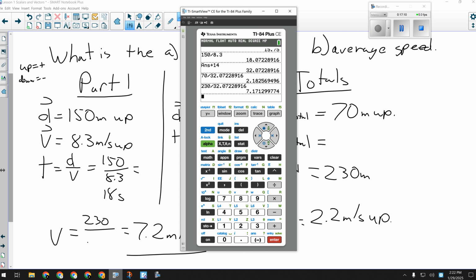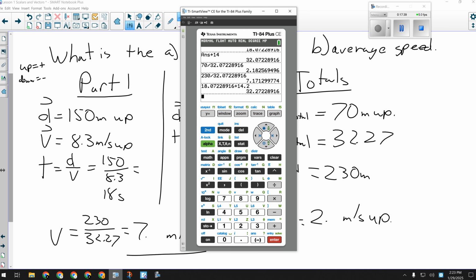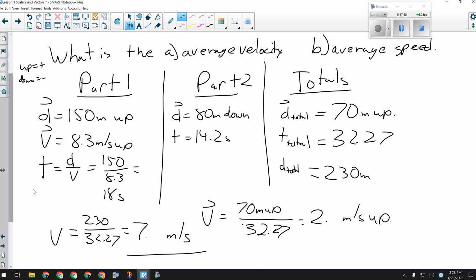Good catch. Okay, so 18.07, this number here, plus 14.2. Okay, so 32.27. It's probably just going to change the decimal, but still valid. Okay, 70 divided by the correct time now. Oh, it's still 2.2. Okay, I was lucky. And then this one may still be the same as well.